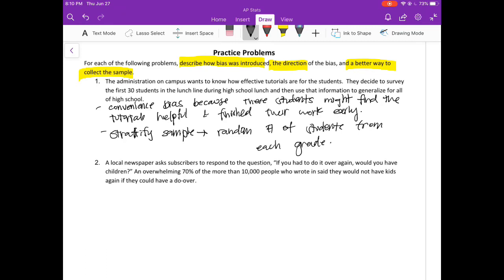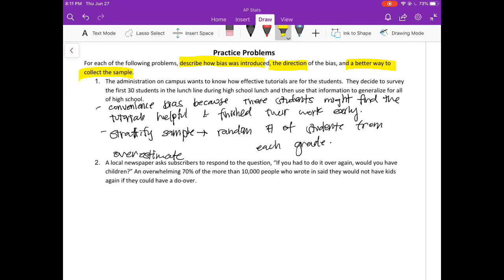Okay. Number 2, a local newspaper asked subscribers to respond to the question, if you had to do it over again, would you have children? Going back to this actually, the direction of this bias is that this is an overestimate.